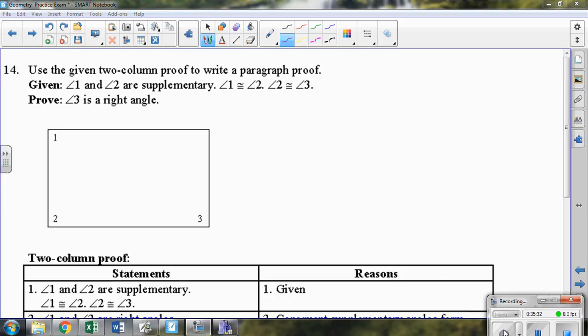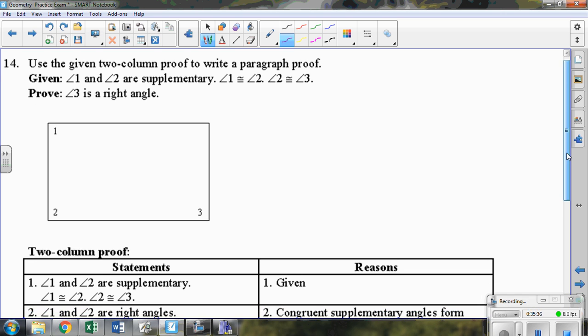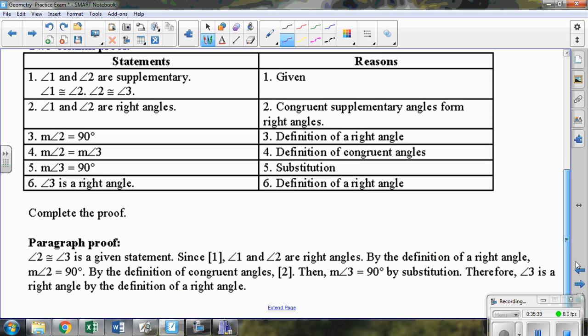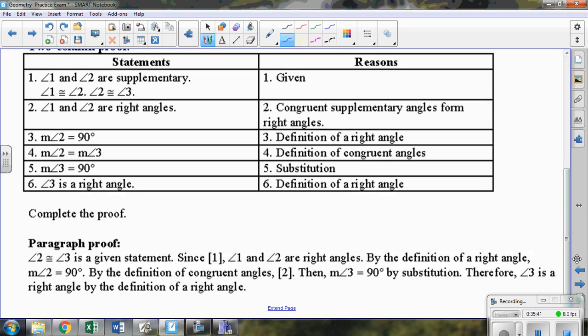And our last problem will be similar. Use the two-column proof to write out a paragraph proof. Well, here we are again. The two-column proof and the paragraph proof, they're tied together. Each line in the two-column proof is a sentence in the paragraph.